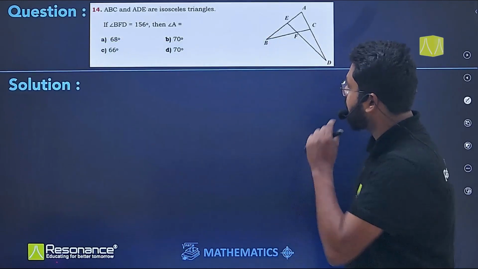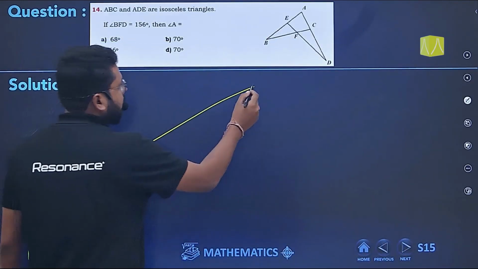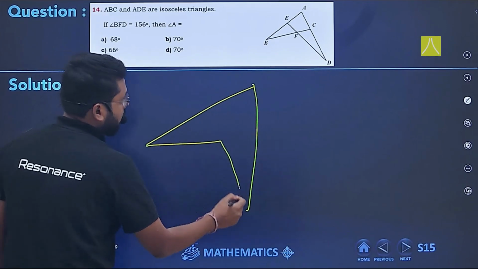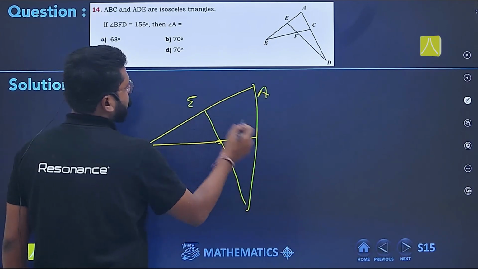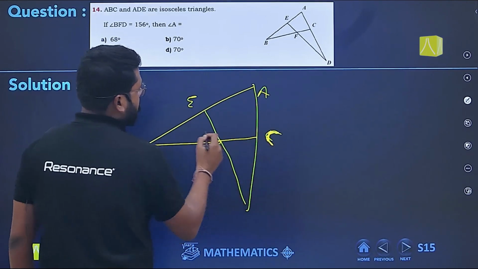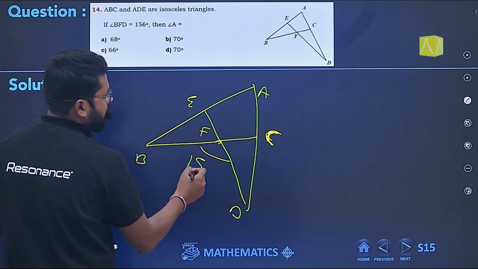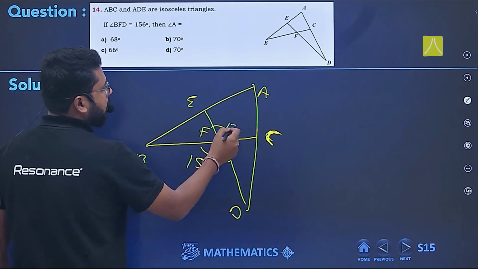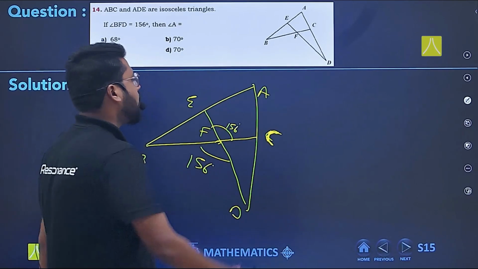Now the next question is, ABC and ADE are isosceles triangles. So I'll draw the triangle here. This is your A, E, C. This is F, and this is B, and this is D. BFD is already given as 156. Okay. So by vertically opposite angles, this is also 156. We have to find the value of A.